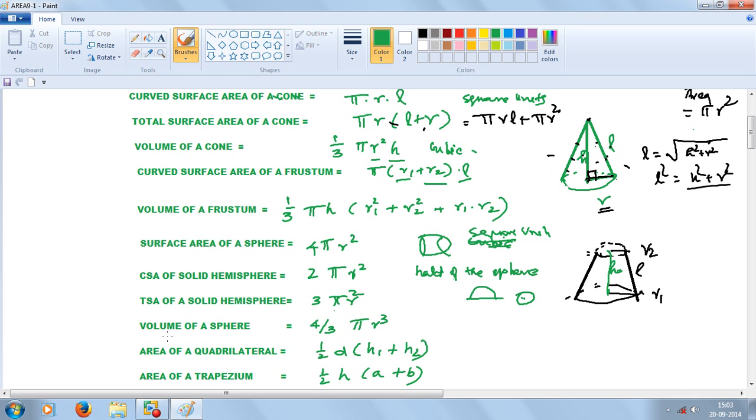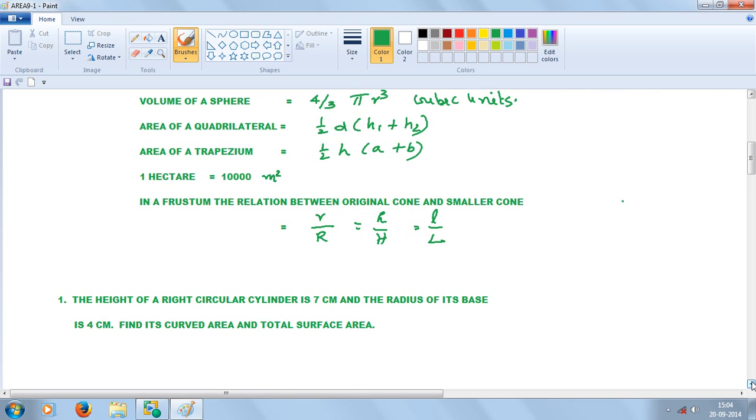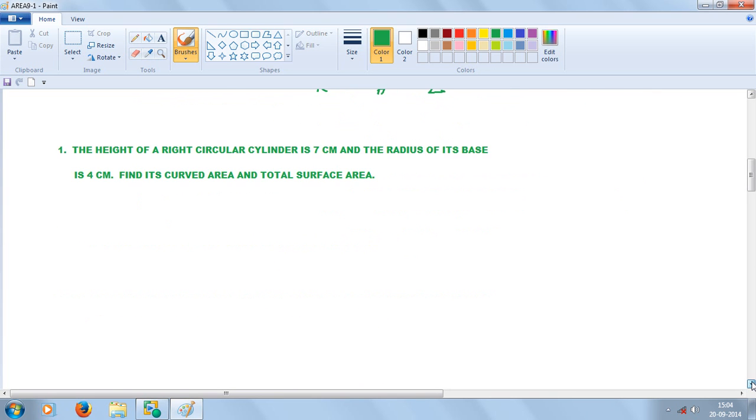So next, volume of a sphere is 4 by 3 pi r cube. Here it is cubic units. We are talking about volume. So we will first do some problems in this cylinder and cone, and then we'll come back to the theory again.